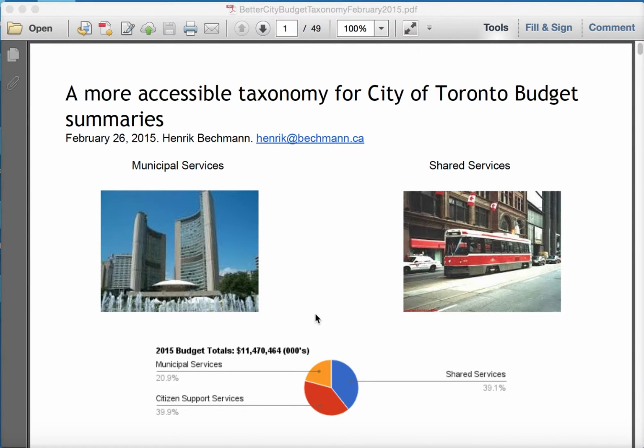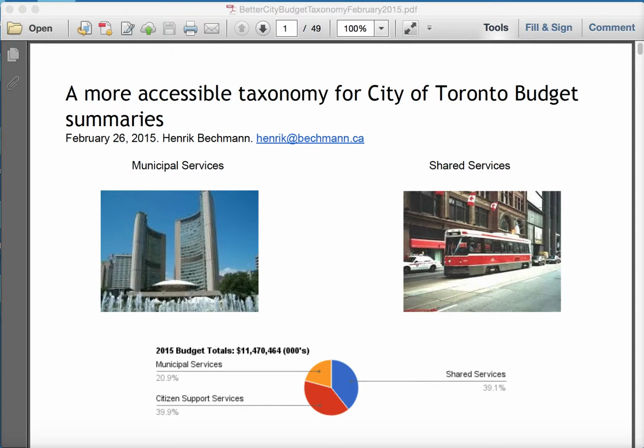I'm a software developer in Toronto. I was also a webmaster for a number of community websites from about 2004 to 2012, and during that time took an interest in city affairs. So this screencast is about some work I've done to reorganize the City of Toronto budget summaries so that they're more readable. And I've produced this research document to explain that. So this is a short version of what I've done.